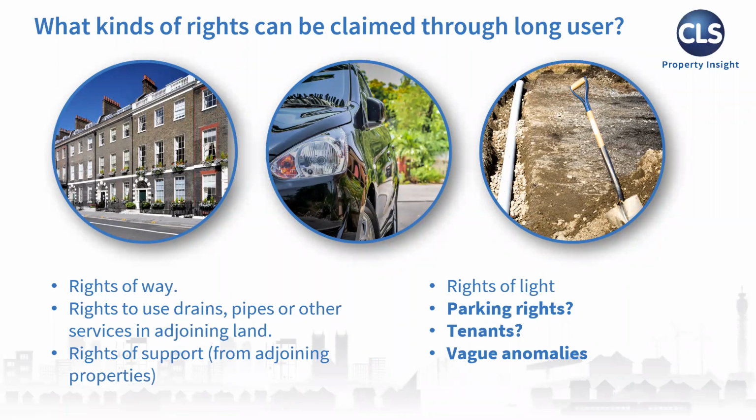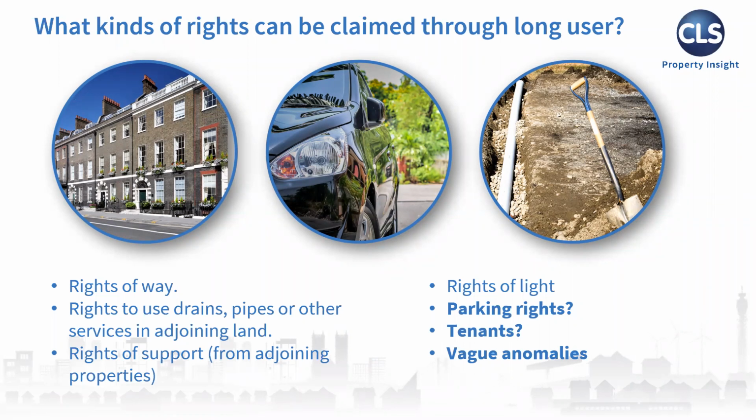What kind of rights can be claimed through long user? Well, rights of way, rights to use drains, pipes, other services in adjoining land, rights of support from adjoining properties. For example, you couldn't move or remove something that compromised the structural integrity of something next to it or underneath it or on top of it. Rights of light, i.e. the right to receive light through existing windows in property.